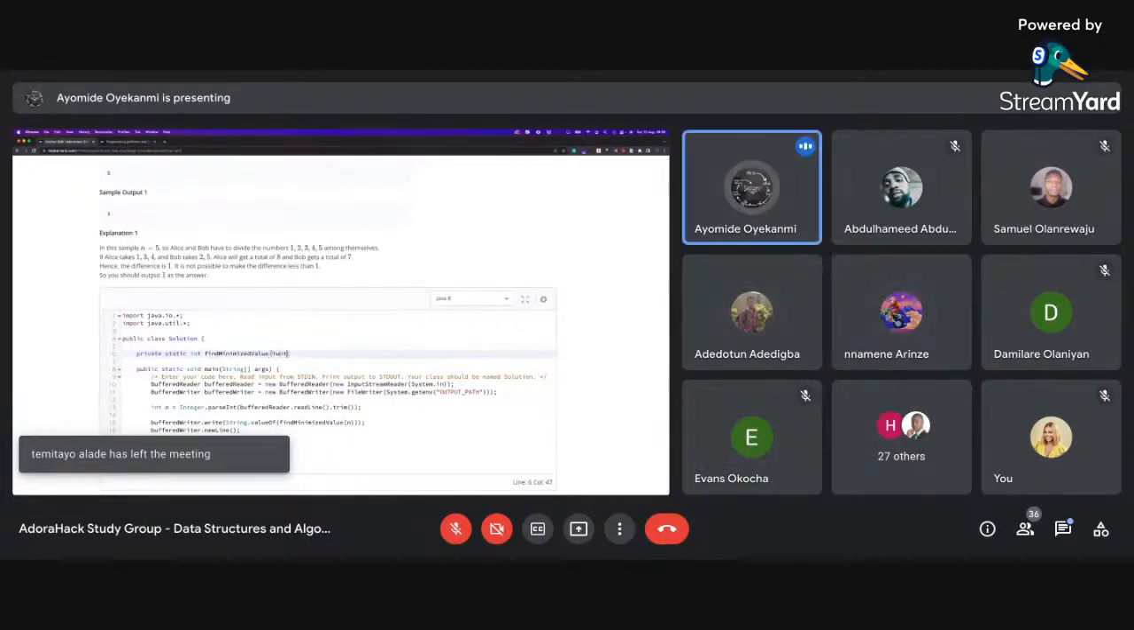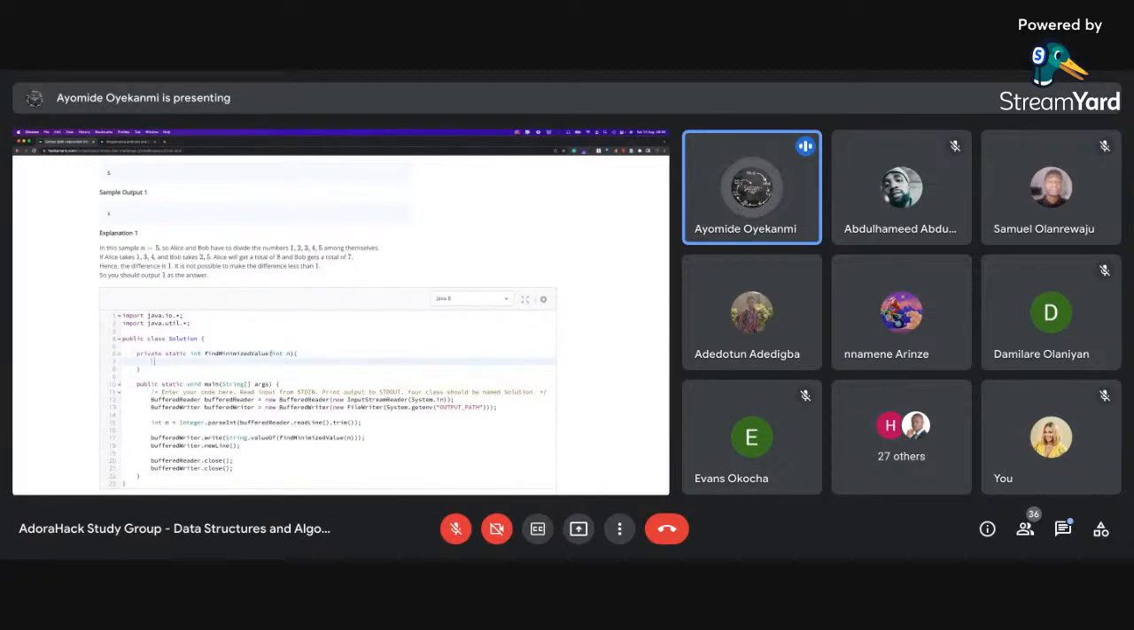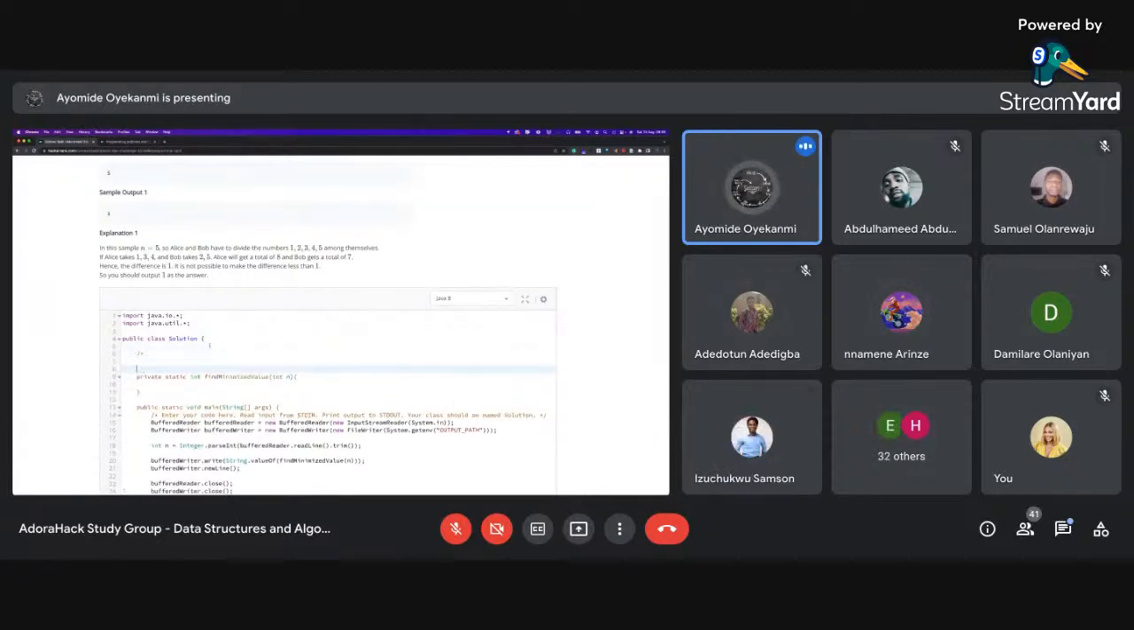Yeah, Java, but in my opinion, languages don't matter too much as long as you understand the problem and the algorithm. You can apply it to most languages.